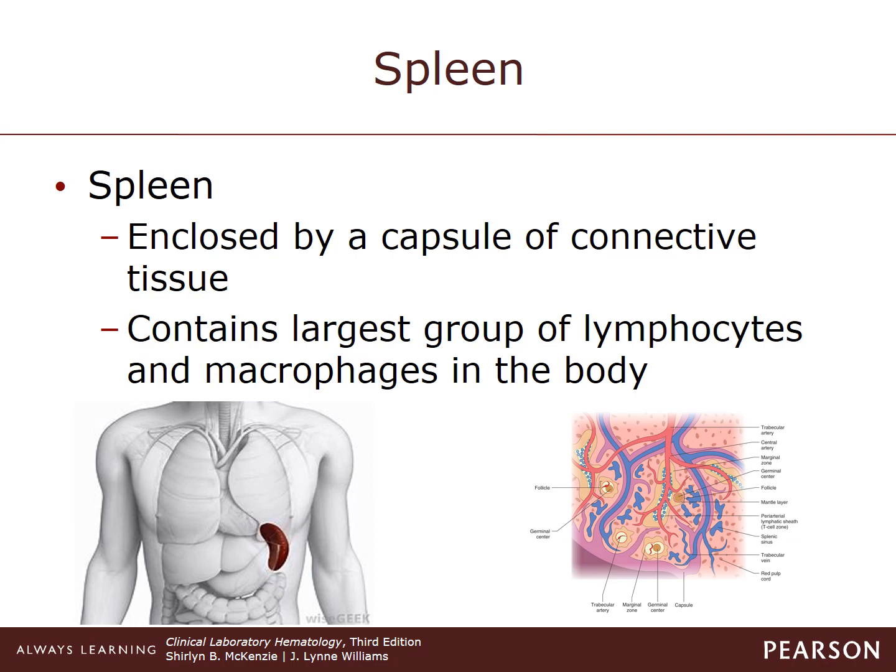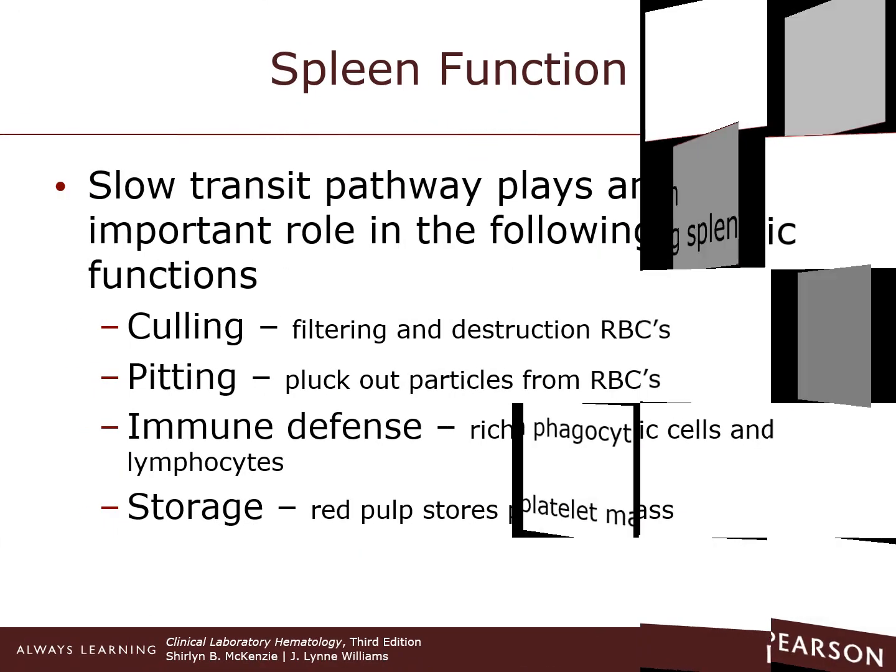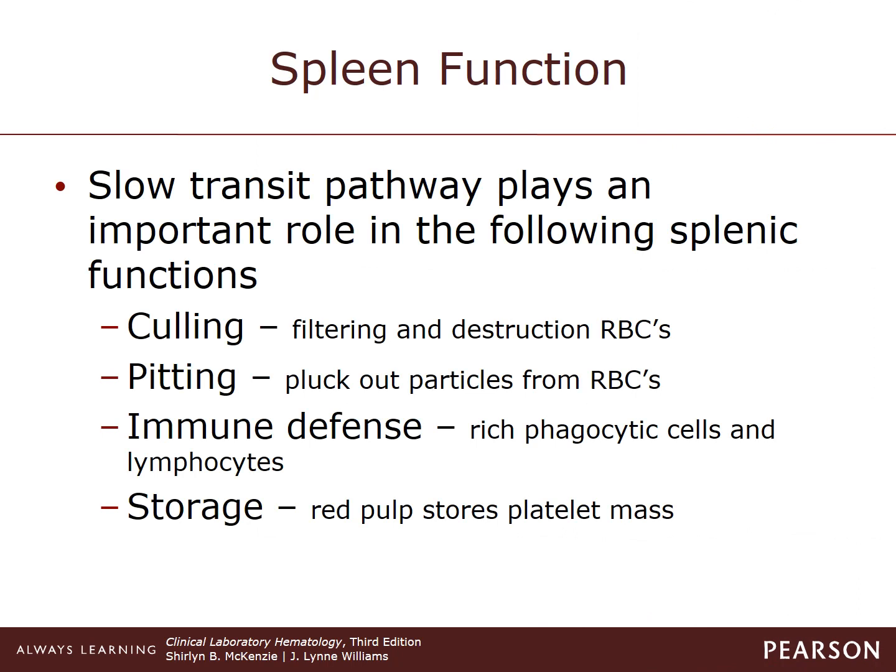And here there is mainly B cells. It has a very special role. It has two pathways: a quick transit pathway that filters blood throughout the body and provides oxygen to the tissue, but it also has a slow transit pathway that plays a very important role in red cell sequestering.